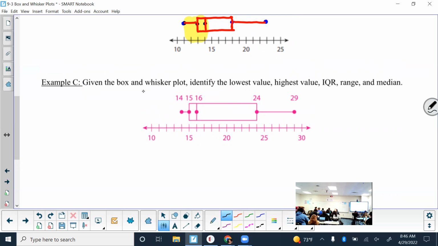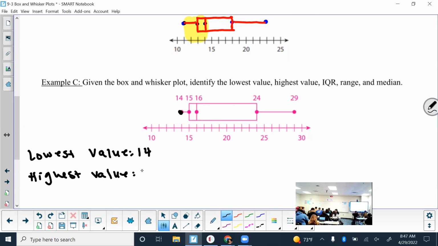So for this example, it wants my lowest value. What's my lowest value on this? 14. So lowest value is another name for your minimum. Your minimum is always your first dot. What's my highest value? 29, good. Always your last dot. Not the last thing on your number line, your last dot.